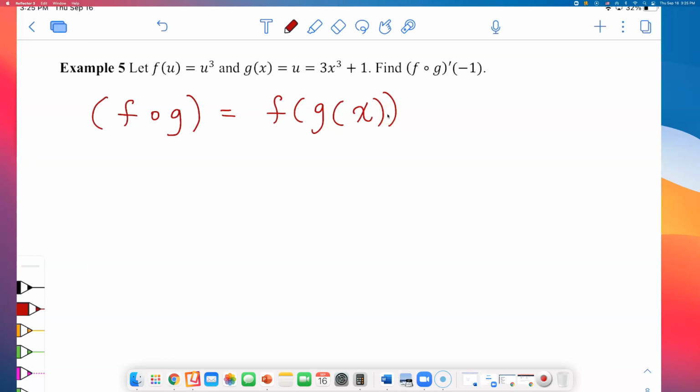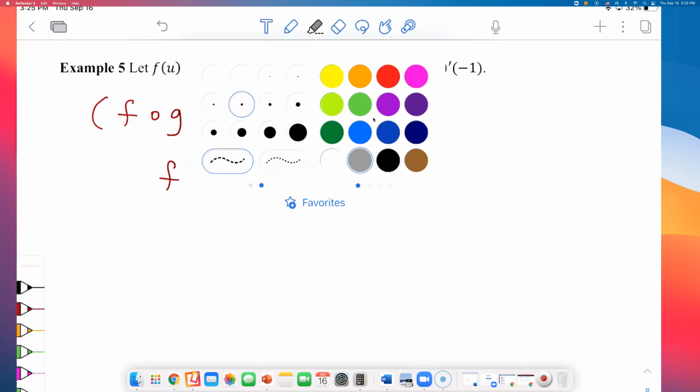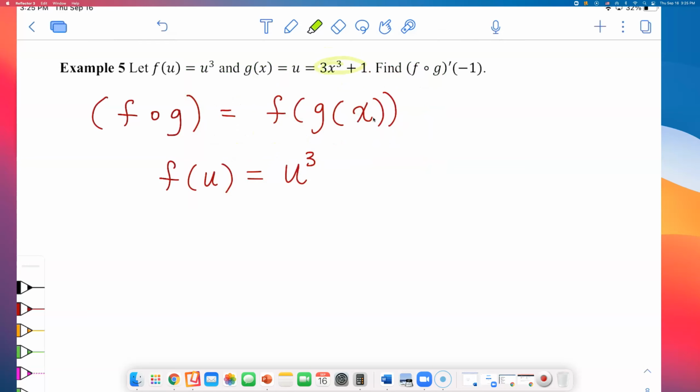I need to find that composite function first. So I need to write f of x. I need to write the function f in terms of x. This is so tricky. All right, let me try this, okay? First of all, f of u is u cubed, right? But hold on, didn't they just tell us what u is? Let me get my highlighter. They just said u is 3x cubed plus 1.